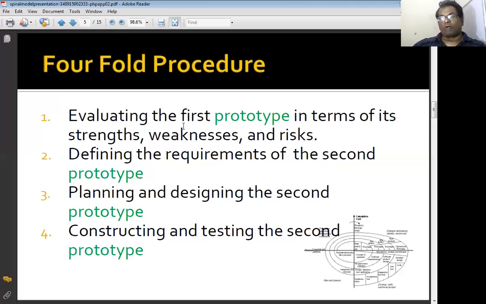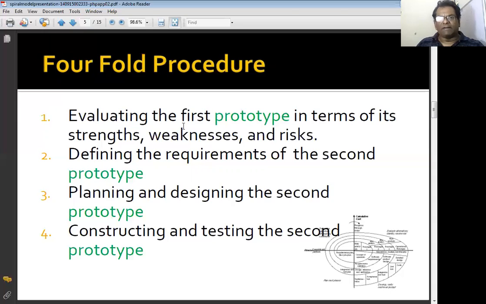Then definitely the requirements of the second prototype. First of all, you know about the SWOT analysis, and then you try to understand what exactly would be all possible requirements when you are implementing. Like what exactly you are looking for. Through this system, what exactly you want it to do, what kind of decisions you want to make, what exactly you want to design.